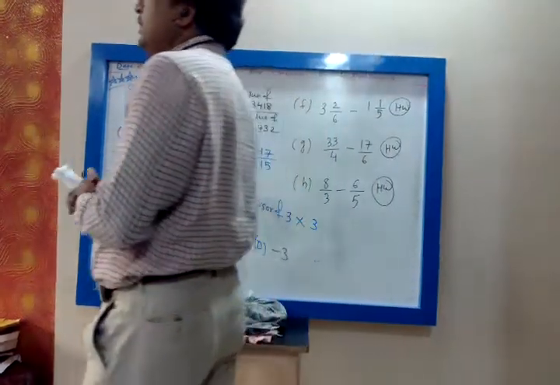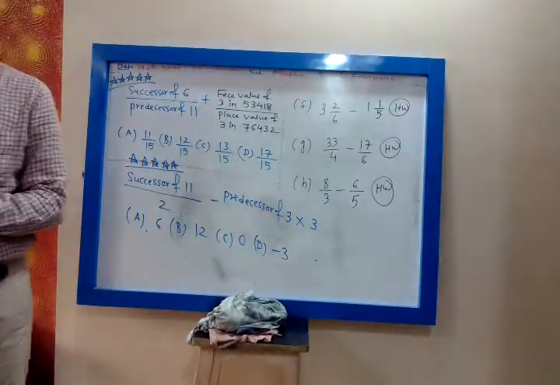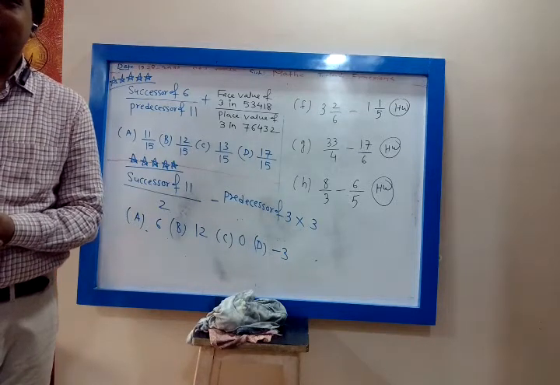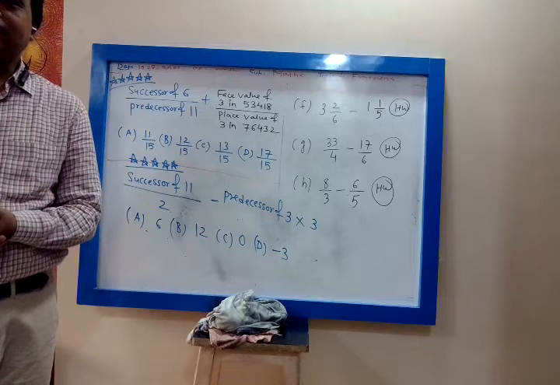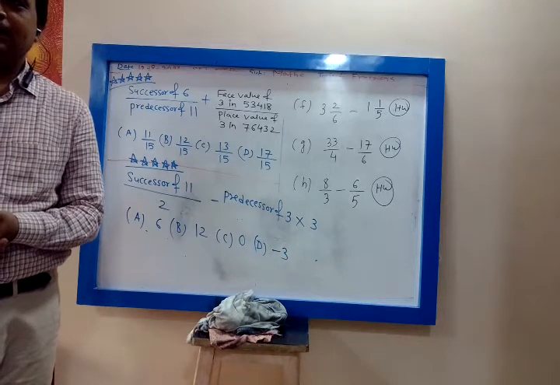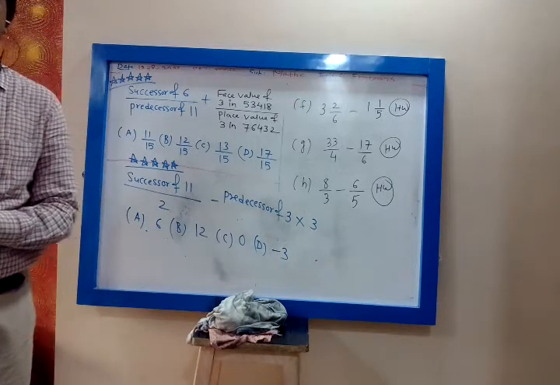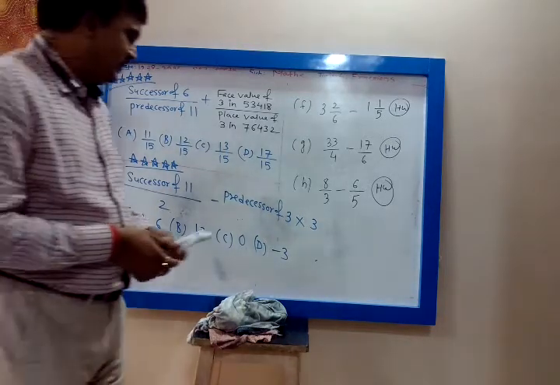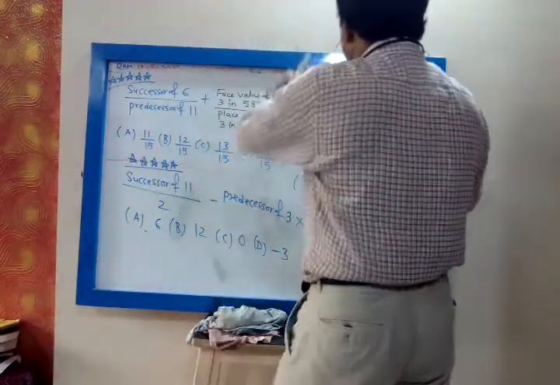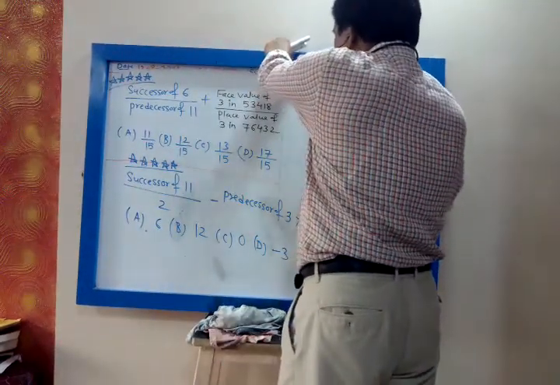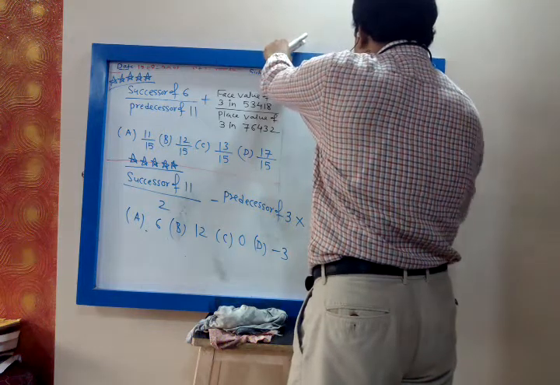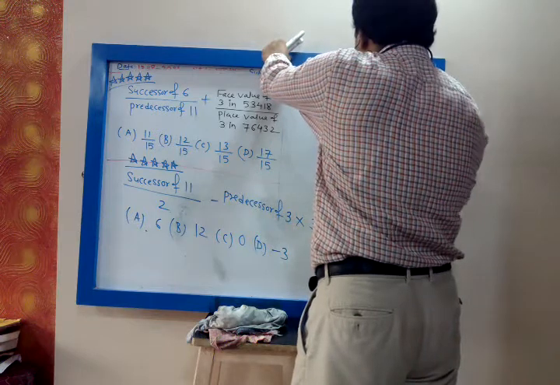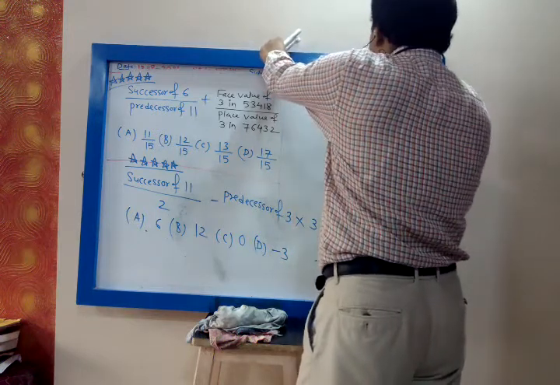Chalo, what is your name first? What is your name? Varun? B. 12 upon 15. My dear, such a difficult problem all of you can solve. That means all of you are very intelligent.